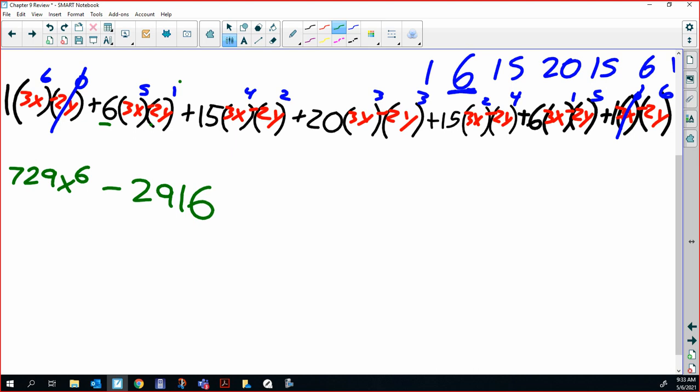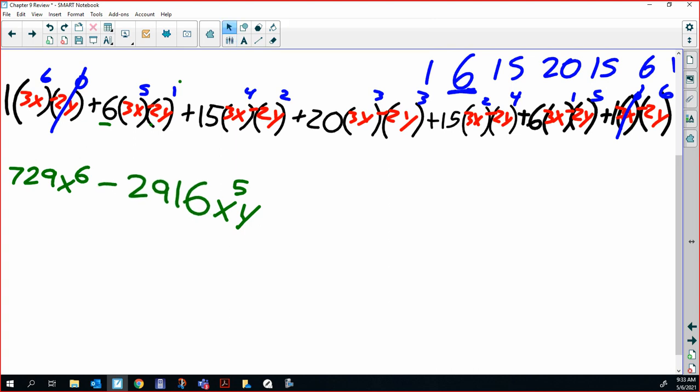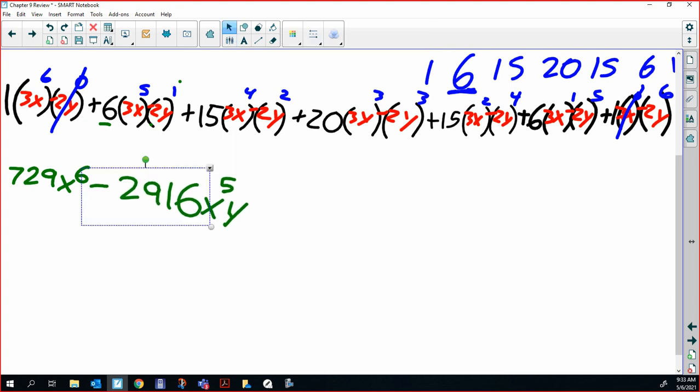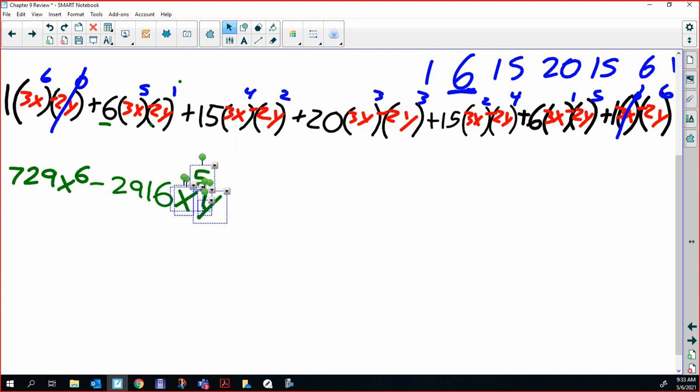And then fill in your variables. That's going to be an x to the 5th and a y to the 1st. Next, we have 15 times 3 to the 4th and negative 2 squared. 3 to the 4th is 81. So 15 times 81 times negative 2 squared, which is 4, is 4860. X to the 4th, y squared.